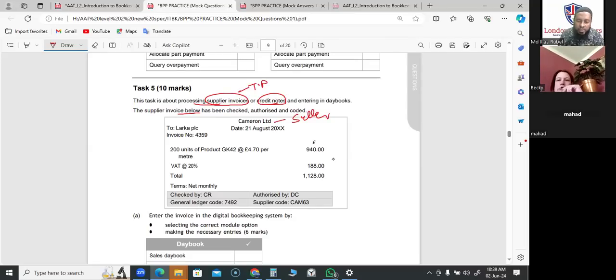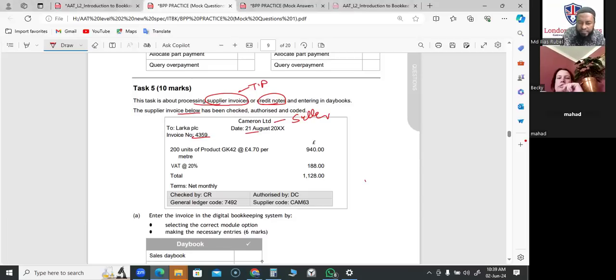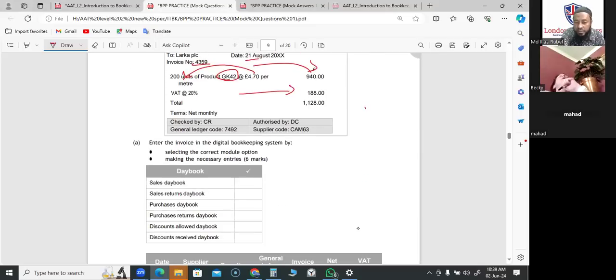And this is the LARCA should be asked, and the date given, invoice number given. We need to check all these things are correct or not. Maybe this multiply that, it should be 940. There's a code given, there's a VAT given. Then we should check the VAT is correct or not, the total correct or not. And then also general ledger code given, supplier code given, boom, boom.